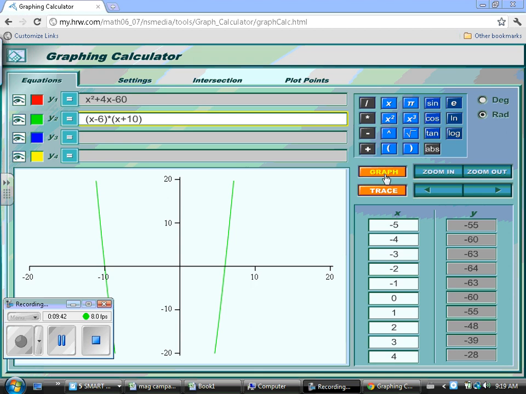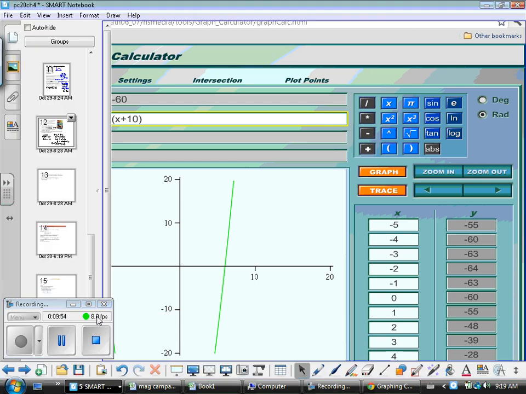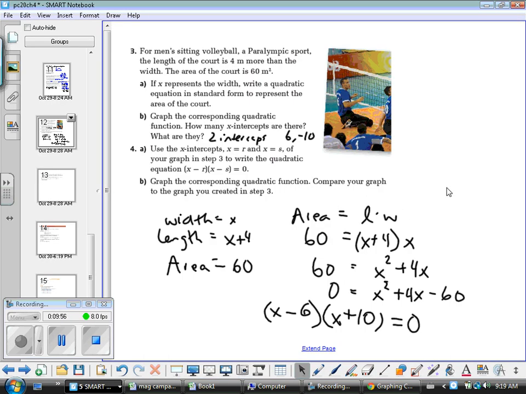Okay, I put those in and we'll just graph it and see. And you can see them, they come on top of each other. It's like the green one comes right on top of the red one. So we know that it's the same graph. In factored form, it is the same graph. That's what it asks us to do, just compare them.